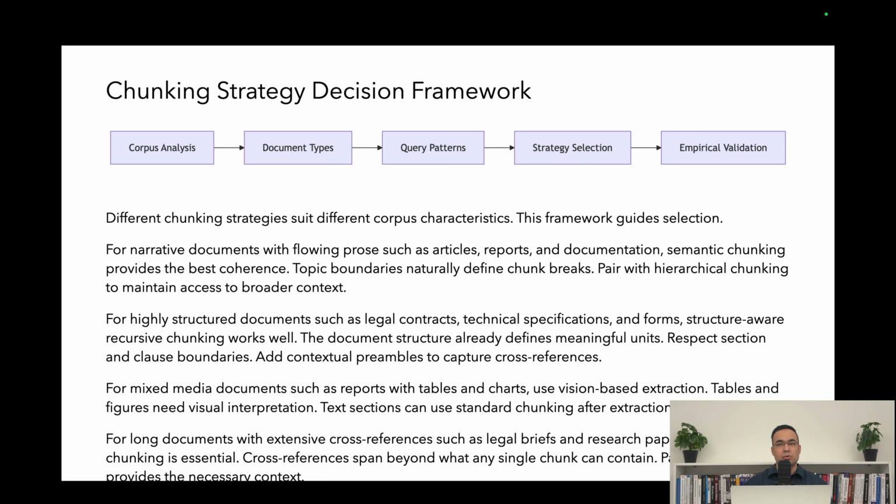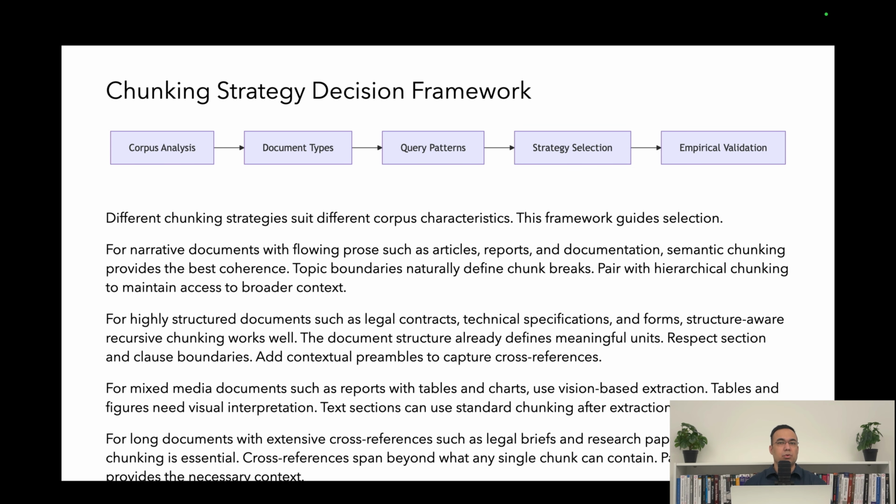One important point to note is that you can apply different strategies to different document types within the same system. You should route documents by type to the appropriate chunking pipeline and then store metadata indicating which strategy was used. Empirical validation is essential. Sample documents from your corpus, apply the candidate strategies, examine the resulting chunks manually, and test the retrieval quality on representative queries. The time invested here will actually pay dividends throughout the system.